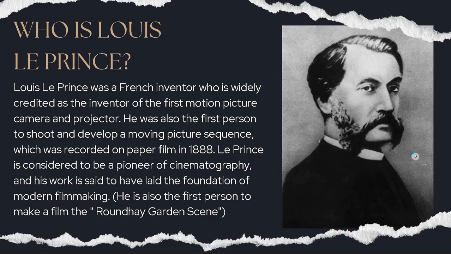Yeah. So, who is Louis Le Prince? Louis Le Prince was a French inventor who is widely credited as the inventor of the first motion picture camera and projector. He was also the first person to shoot and develop a moving picture in a sequence, which was recorded on paper film in 1888. Le Prince is considered a pioneer of cinematography, and his work is said to have laid the foundation of modern filmmaking. He is also the first person to make the film Roundhay Garden Scene.